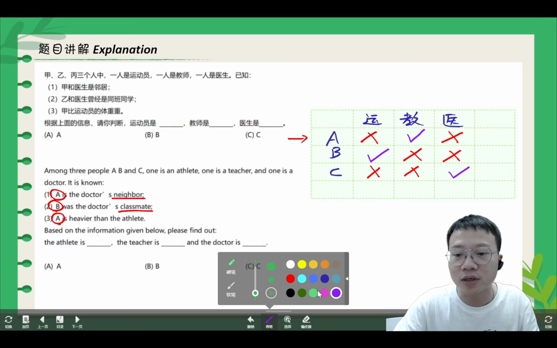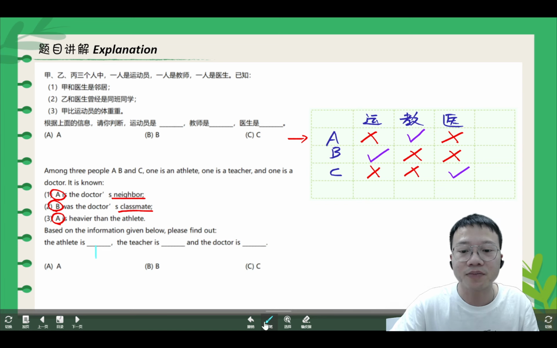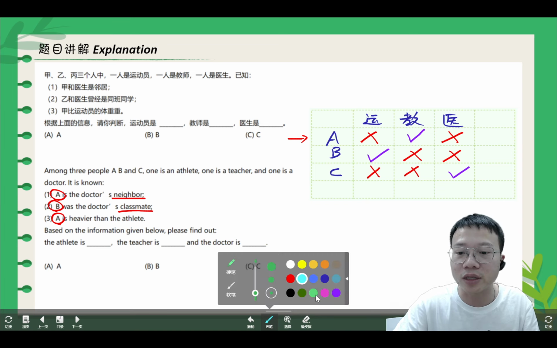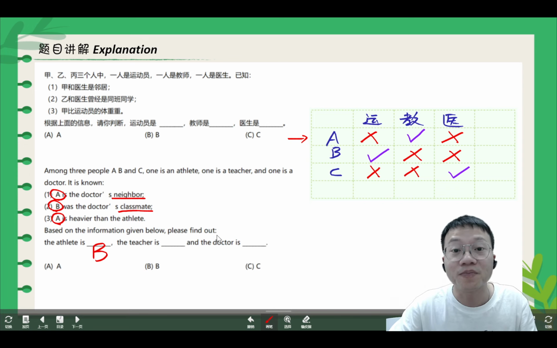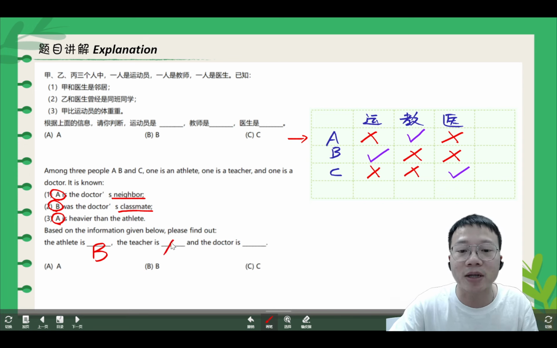Okay, what are the answers? To check very quickly. Yeah, so the athlete is, yes, very good, is B. Okay, I change the color here. The athlete is B. And what about the teacher? Yeah, the teacher is A. And what about the doctor? The doctor is C. Very good.